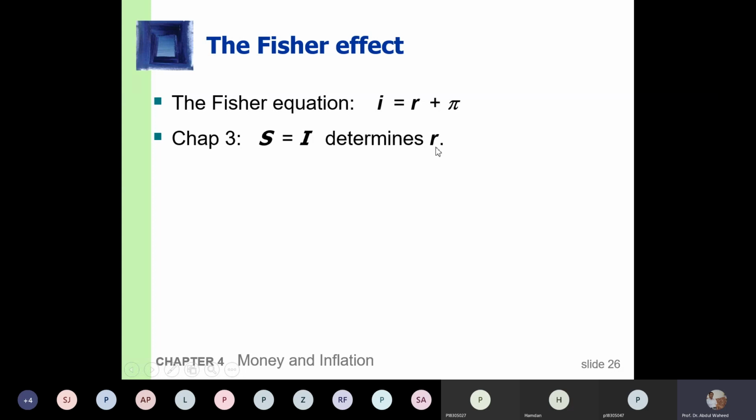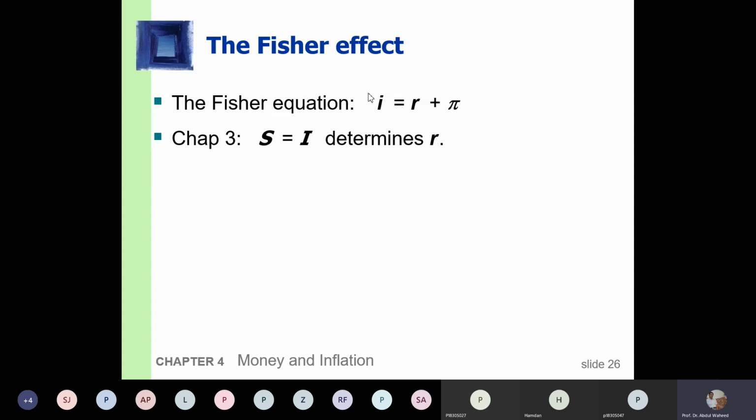Okay, and saving is what? Saving is the supply of loanable funds, and investment is the demand for loanable funds. So in the loanable funds market, last time in chapter 3 we discussed that the supply of loanable funds and the demand for loanable funds determine the real interest rate.